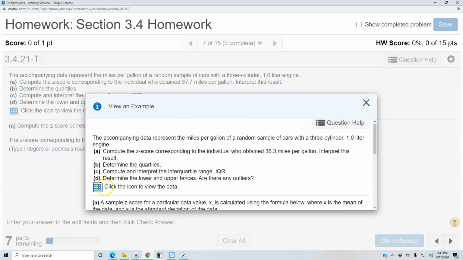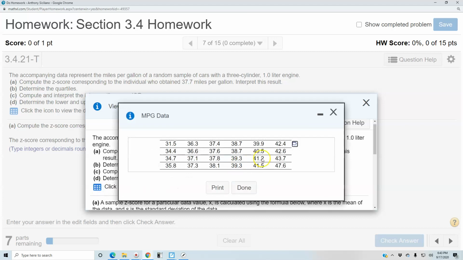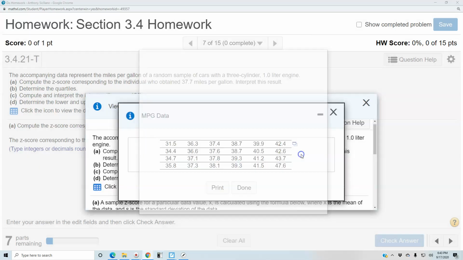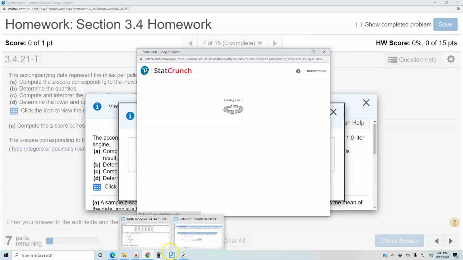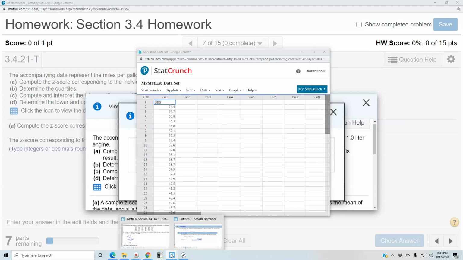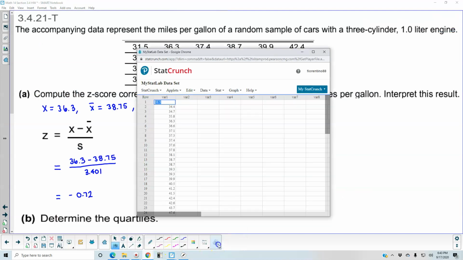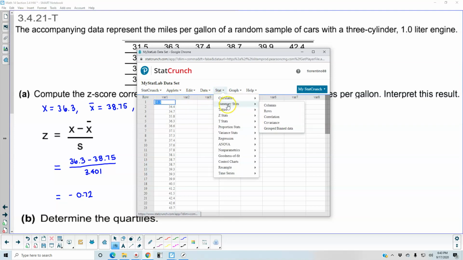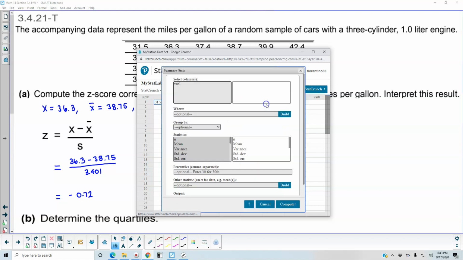So here's the question, here's the icon for the data, and then we're going to open this data up in StatCrunch. The reason we're opening it in StatCrunch is because we want to generate the mean and the standard deviation of this particular column. So we're going to go to Stat, select Summary Stat, go to Columns, select our column, and then select our mean and our standard deviation.